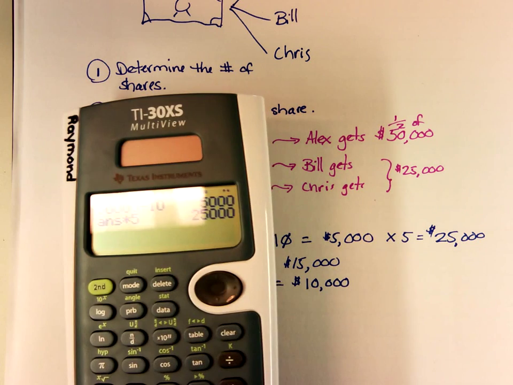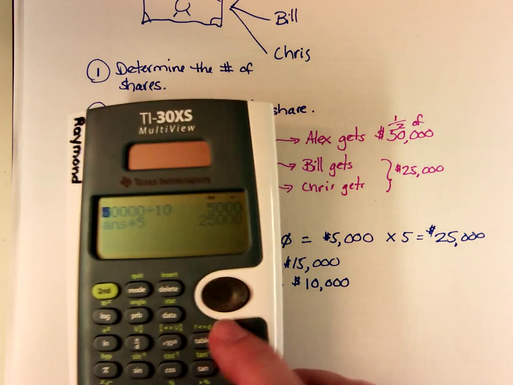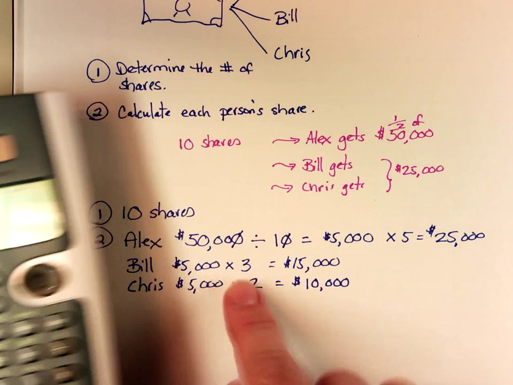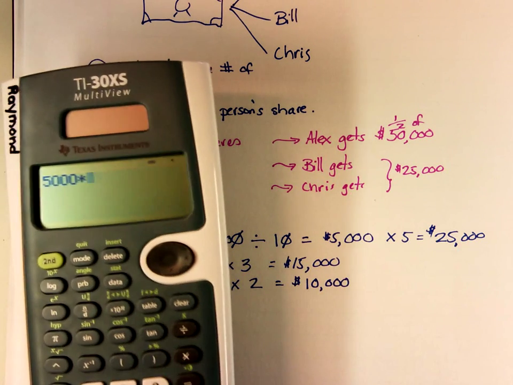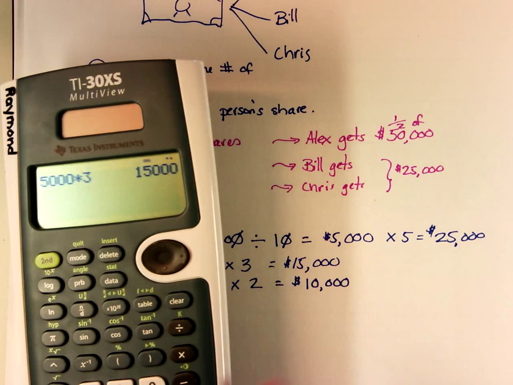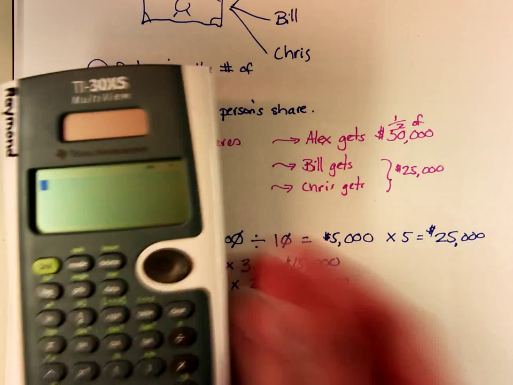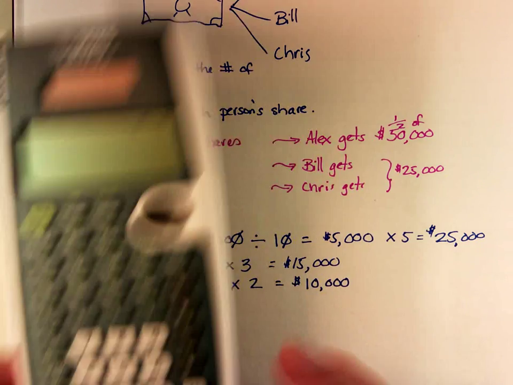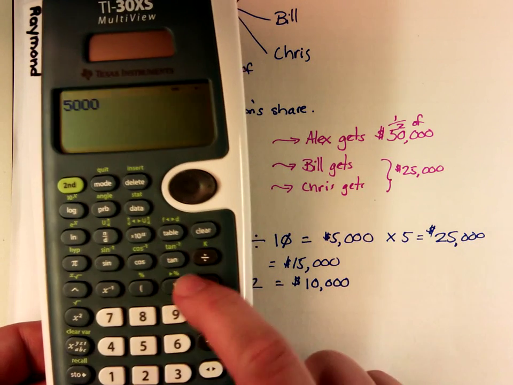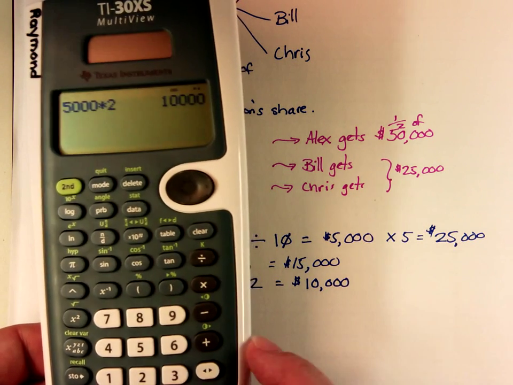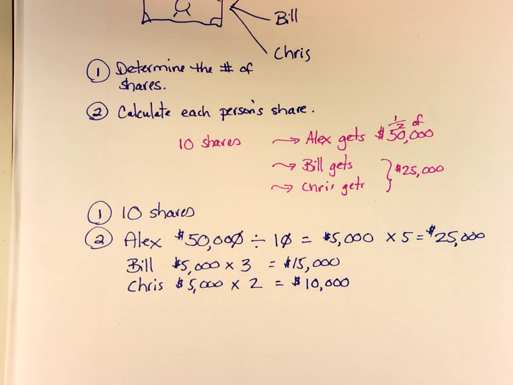There it is, 25,000. How about Bill? 5,000 times 3. 15,000. There it is. How about Chris? 5,000 times 2. $5,000 per share times 2 shares, 10,000. Good. Our math turned out to be just fine.